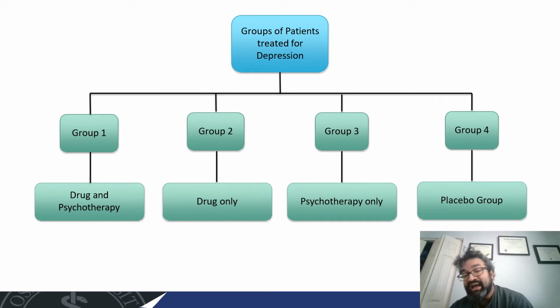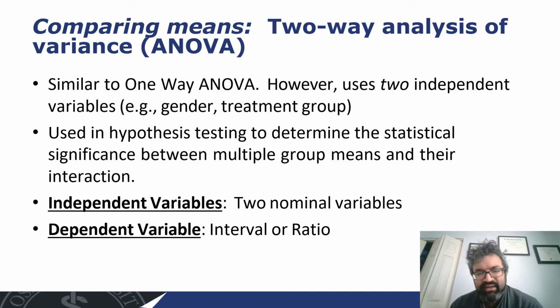So this diagrammatically shows the groups of patients treated for depression, and then if it's drug only, drug and psychotherapy, psychotherapy only, or placebo group. So these are groups of patients that are treated for depression. It's kind of a repetition of what I said last slide. Now, two-way analysis of variance. There's also two-way analysis, but usually you have 2 independent variables. And it's used in hypothesis testing.